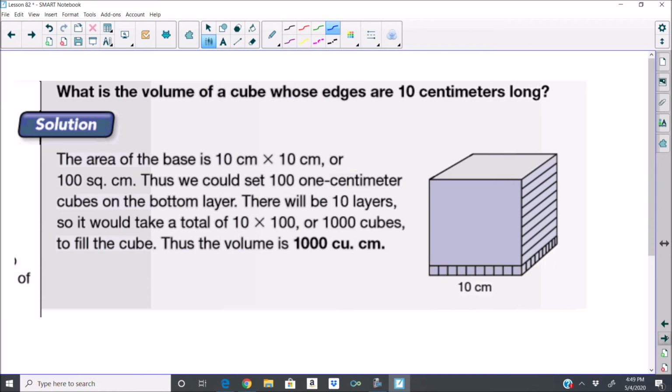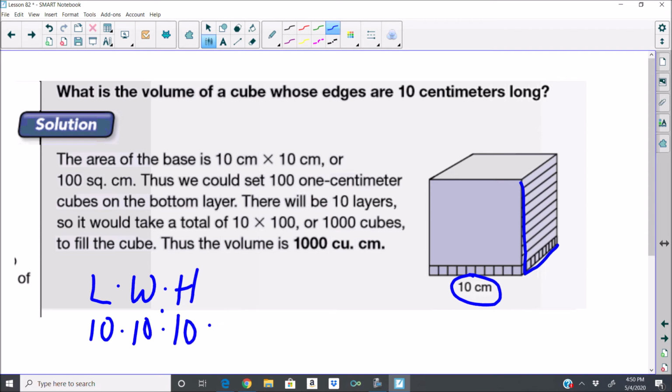Let's look at an example. What is the volume of a cube whose edges are 10 centimeters long? Okay, wait a minute. They're only giving us one number here, but this is a cube. So we know that this length is going to be the same, and this length is going to be the same. So each one of those is 10 centimeters. Our formula for volume is length times width times height. So it's going to be 10 centimeters times 10 centimeters times 10 centimeters, which is going to be 1,000.